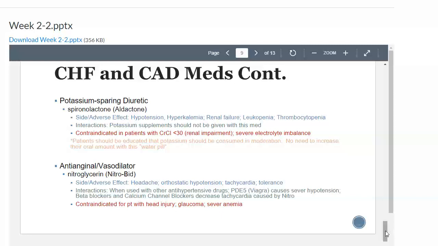Patients should be educated that potassium should be consumed in moderation. No need to increase their oral amount with this water pill. So again, really monitoring these patients, especially if they're on this diuretic as well as a loop diuretic.